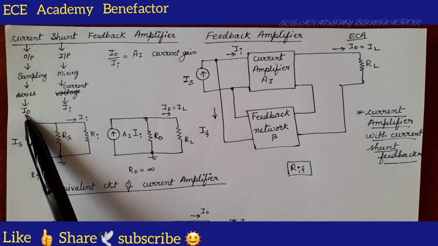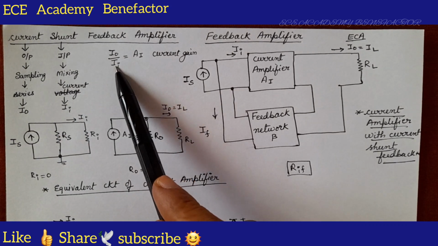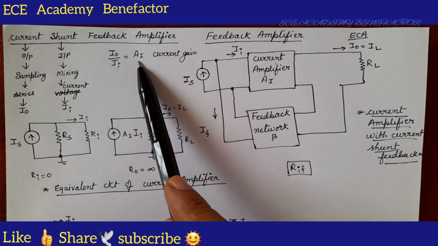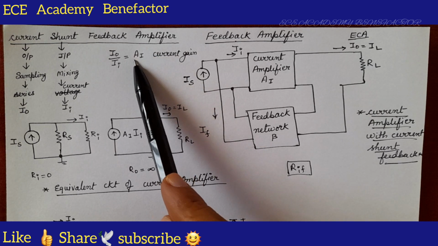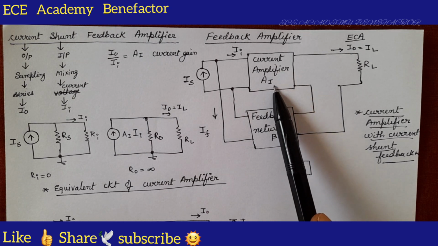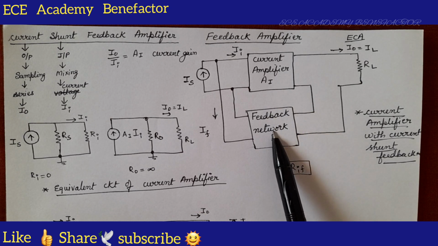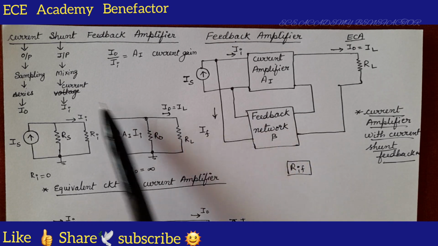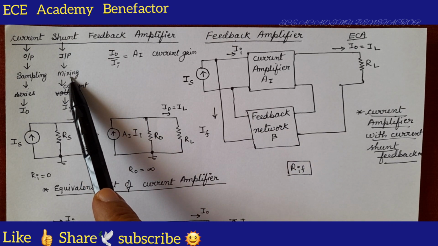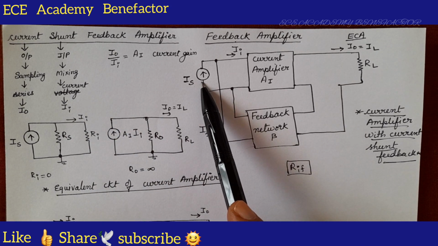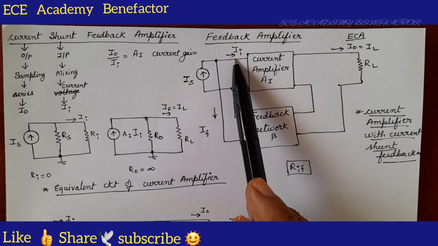If you find the ratio of output by input, what is it? Gain. I0 by II is known as AI, the current gain. If AI is the current gain, what is the basic amplifier to be used now? Current amplifier. So, we have used a current amplifier of gain AI and a feedback network of ratio beta. So, these are the two basic blocks. At the input side we are doing shunt mixing. So, what source is to be placed? Current source. So, we have placed a current source at the input side which is delivering a current II.